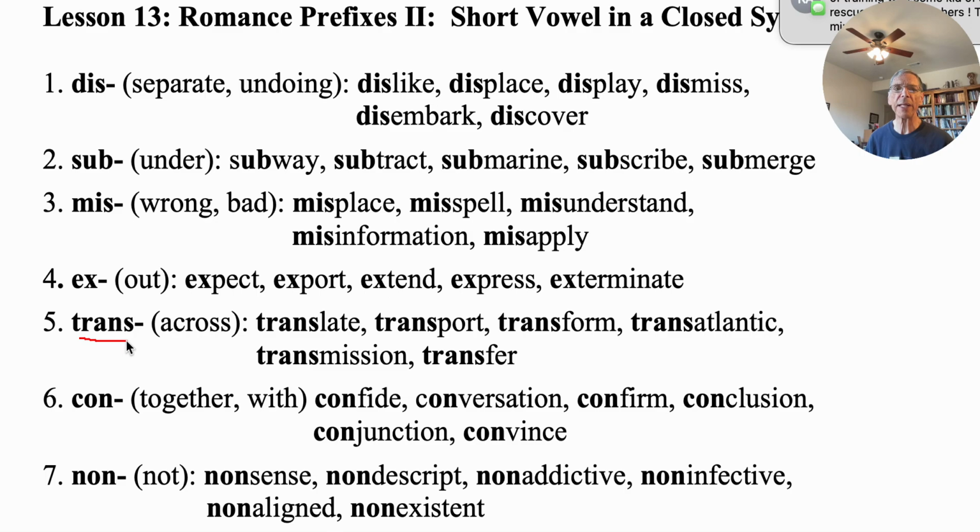Next we have trans. By the way, that's a friend pinging me, and I'm going to keep going here.